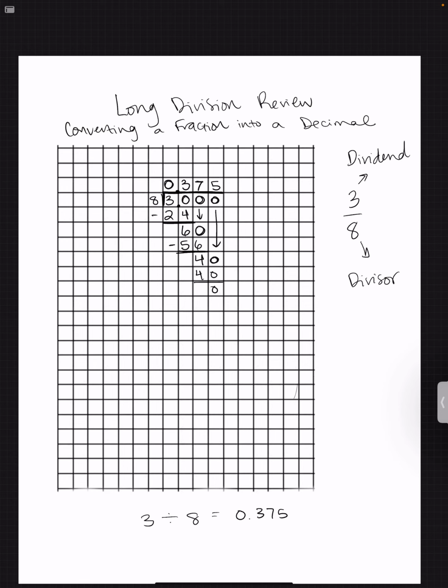0.375. Again, long division is only necessary if you cannot make an equivalent fraction out of 10 or out of 100 or out of 1,000. So if I wanted to create an equivalent fraction, let's say out of 10, that would be really difficult considering that 8 doesn't go into 10 nicely. So long division is useful only in this scenario.